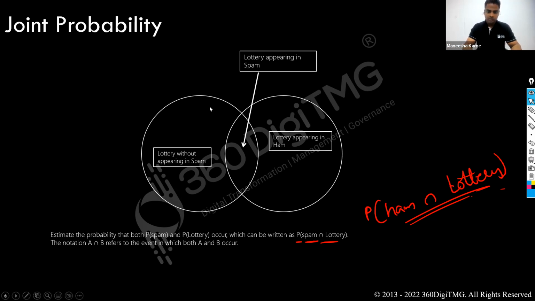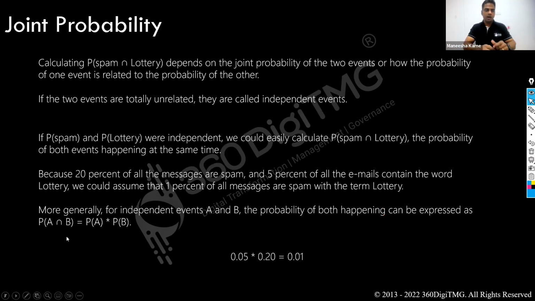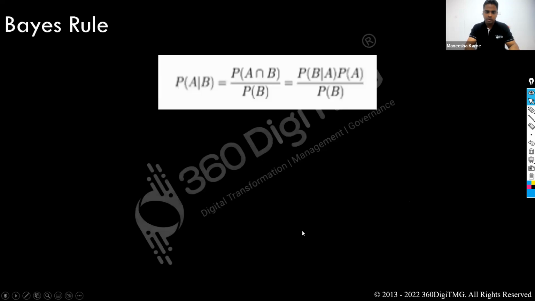If you do not have any intersection, then this is the formula. Probability of A and B is equal to probability of A into probability of B. So probability of A is 5%. There's a 5% probability that emails will have the word lottery, and there's a 20% probability that emails will be spam. So all you do is multiply these two to get the overall probability value.